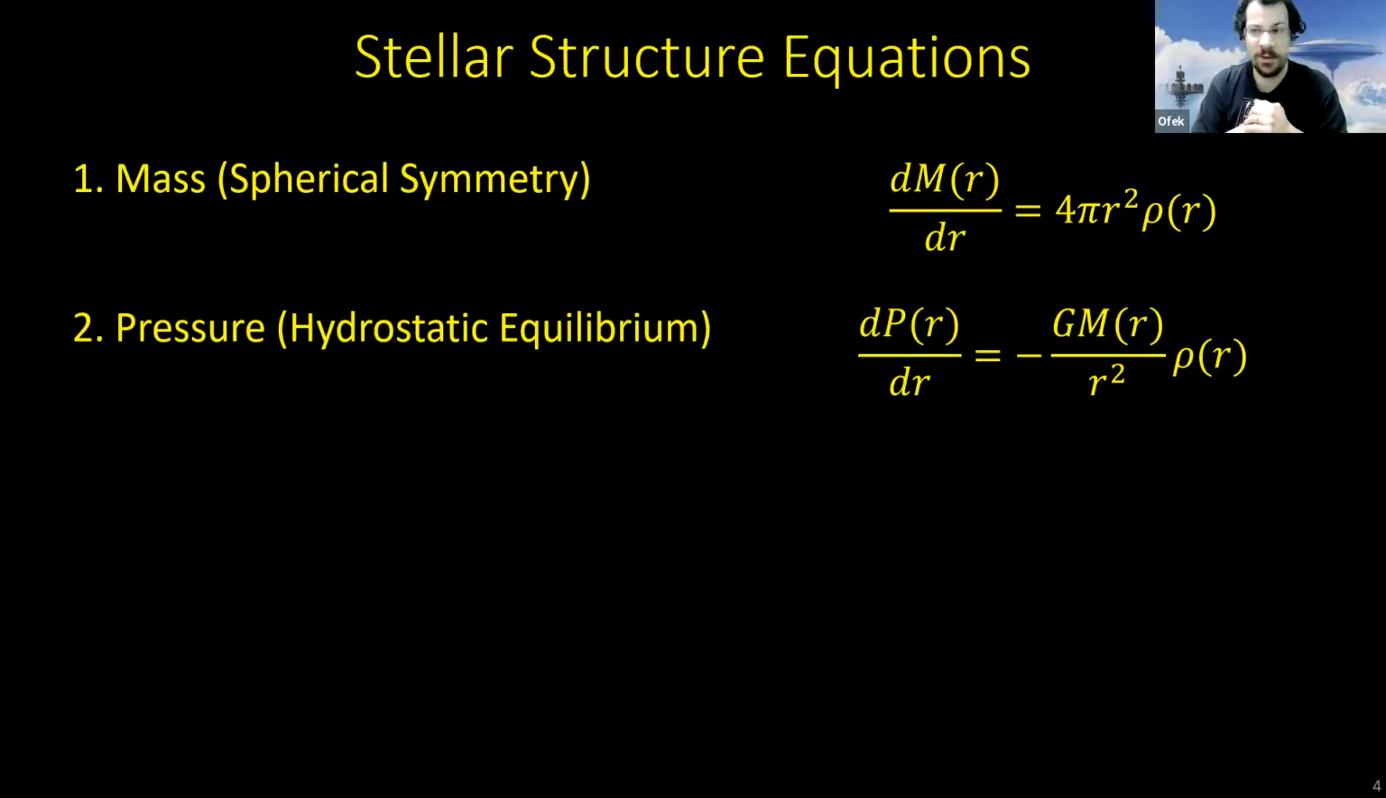Obviously, as we said, the pressure is a decreasing function. Pressure is highest at the center of the star and decreases outwards. So dP/dr is negative. It's a negative gradient of pressure, which exactly balances this gravitational force acting inwards. That's hydrostatic equilibrium.